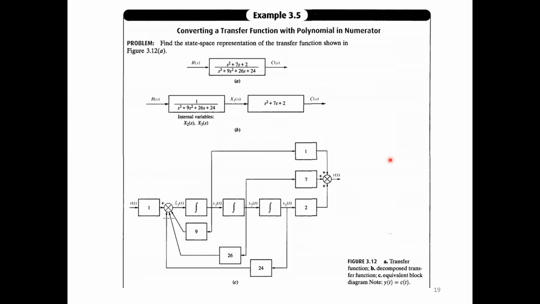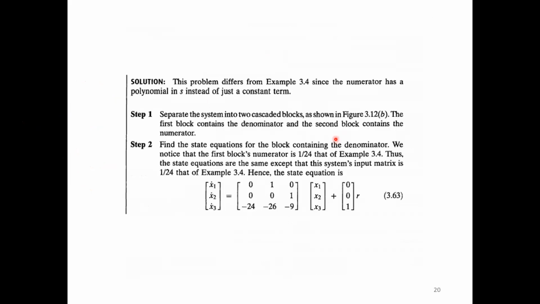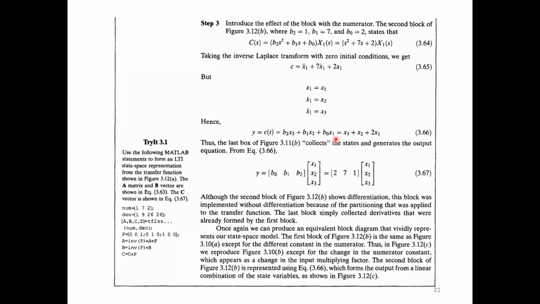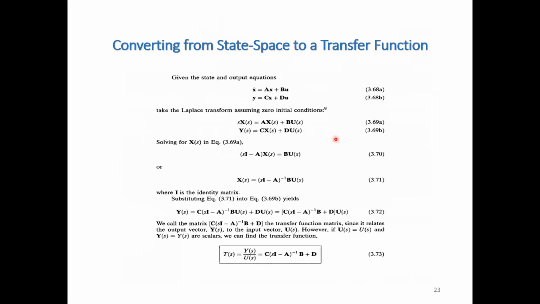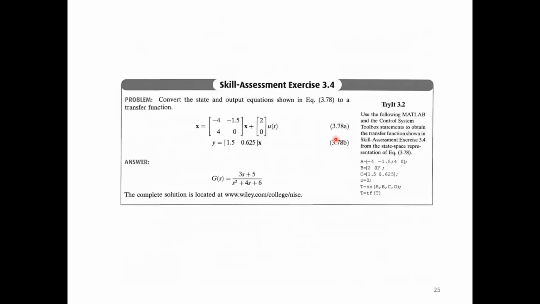And if you have a polynomial in the numerator, this one denominator, this one numerator, so if you have the polynomial, then how to do it? As usual, first thing first, solve it. Then you have to check the second one. And similarly, we have to convert the state space to a transfer function.